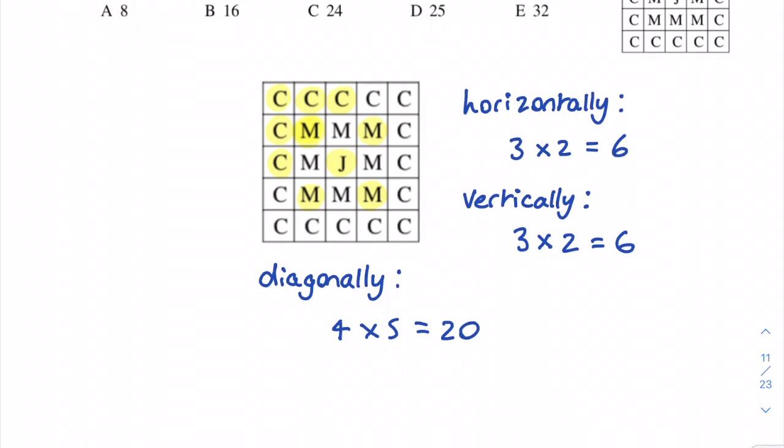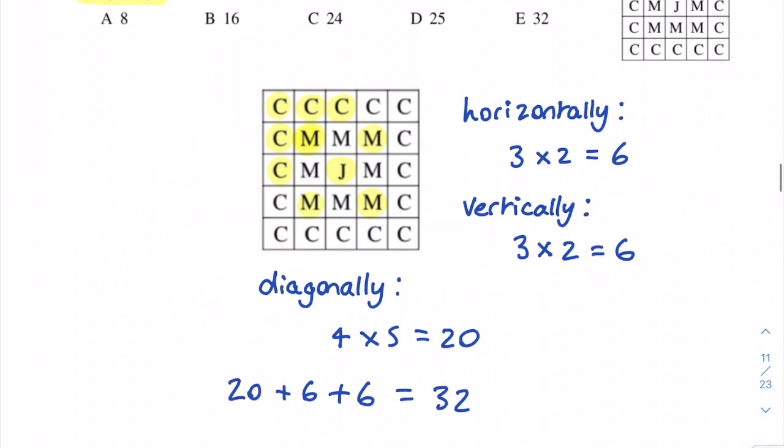So that's going to be 20 plus 6 plus 6. So we're going to have 20 plus 6 is 26. 26 plus 6 is 32. And we've got an answer of 32, which is answer E.